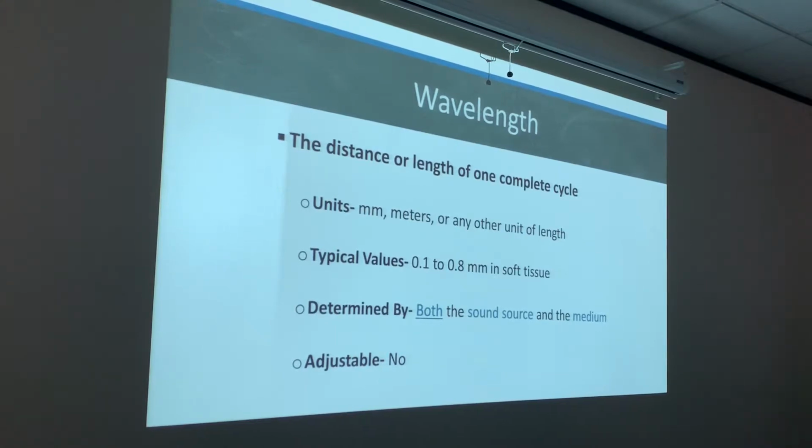Our typical values are going to be 0.1 to 0.8 millimeters in soft tissue. Remember, we're talking about diagnostic ultrasound, and so it's in soft tissue because the way they make ultrasound machines is that the transducer assumes that sound is always traveling at 1540 meters per second. All right, it's always traveling through soft tissue in the body. Okay.